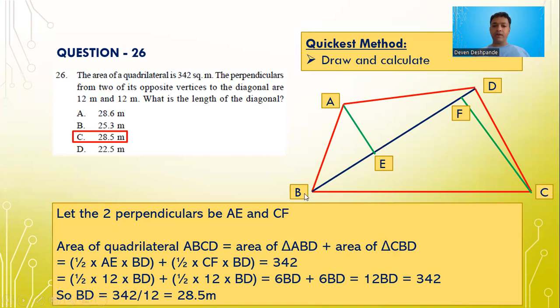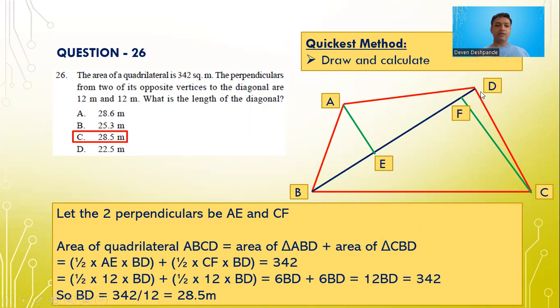It is half into base BD into altitude. What is the altitude? It is 12. So half into AE into BD plus half into CF into BD. What is AE? AE is 12, and CF is also 12. So half into 12 is 6. So 6 BD plus 6 BD is 12 BD. And the area of the quadrilateral is 342. So 12 BD is 342. So what is BD? BD is 342 upon 12, which is 28.5.